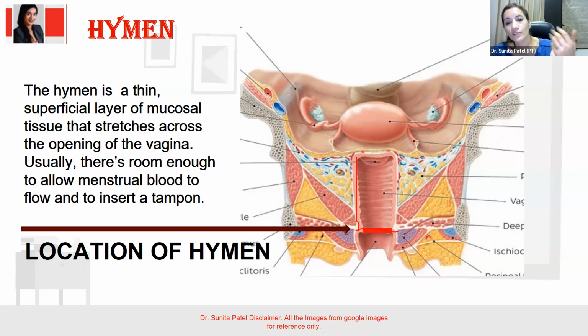Vagina, cervix, uterus, fallopian tubes. We don't want that. And the body wants to do this safety inside. Okay, so it is a protective layer. So this is approximately the location where our hymen is present.